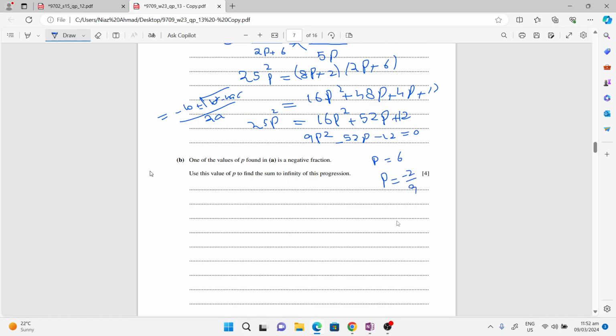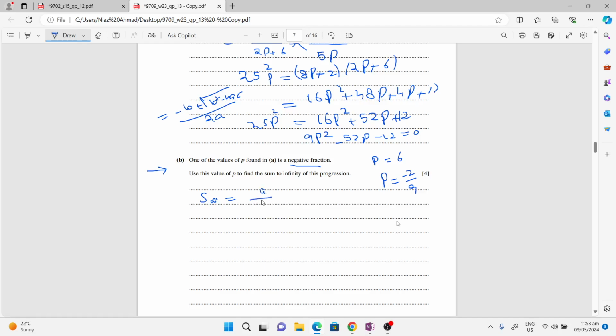So using these two values, look: one of the values of p found in part A is a negative fraction. Yes, that is a negative fraction. Use this value of p to find the sum to infinity of this progression. So what is the formula for sum to infinity, Abir? If I want to get the sum to infinity, it is a over 1 minus r.